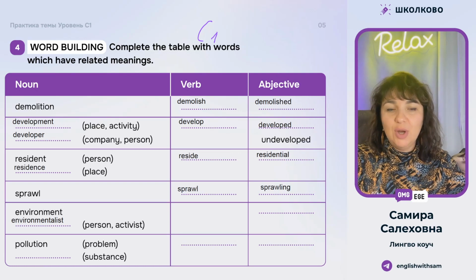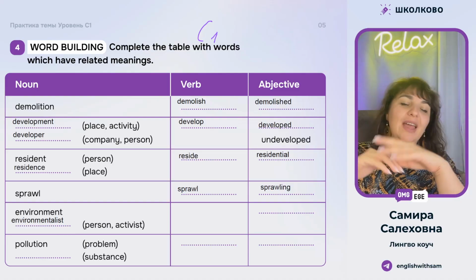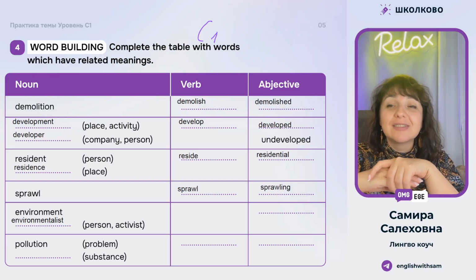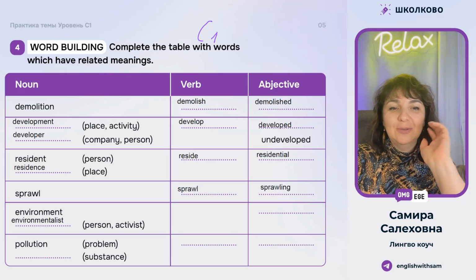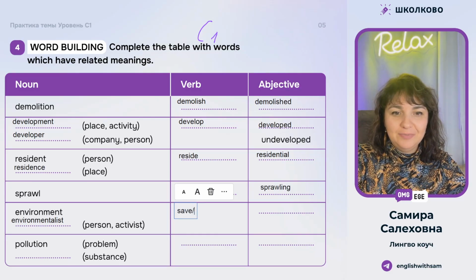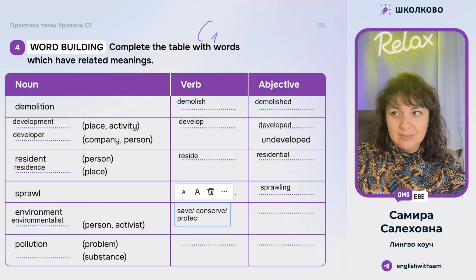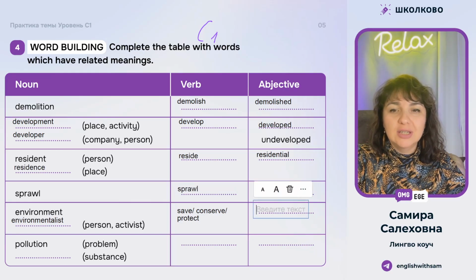So there is no verb. Oh, actually, sure, there is. Охранять, защищать, something like this. Yeah, so we can use it with save, conserve, or maybe protect, right? Yeah, save, conserve, protect. So, what about adjectives?